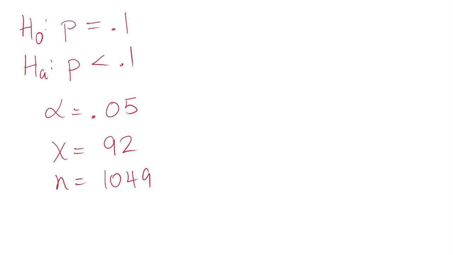92 out of 1,049 is less than 10%. A little bit of number sense tells us that. But it's not a lot less than 10%. But is that difference statistically significant? There's not a big difference between the value of p hat and 10%, but we have a huge sample size. So this is kind of up in the air. That's why we use the p-value to help us make this decision.